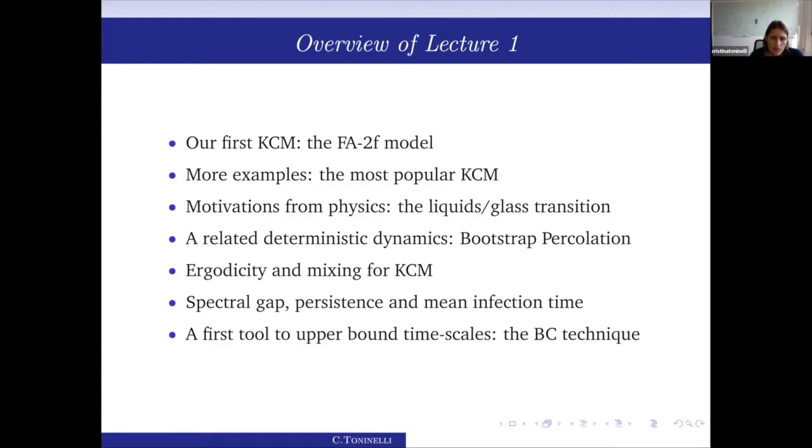And then I will introduce a very much related deterministic dynamics, which you might already know, even if you haven't yet heard about KCSM, which is bootstrap percolation. Then we will discuss ergodicity and mixing for these models. We will discuss the time scales, how to quantify time scales, so the study of the relaxation time or its inverse, which is the spectral gap, the study of the mean infection time. We will see what it is. And I hope I'll have time to discuss at least one proof today, introducing one of the first tools that we will need to study these models, which is what we call the bisection constraint technique.